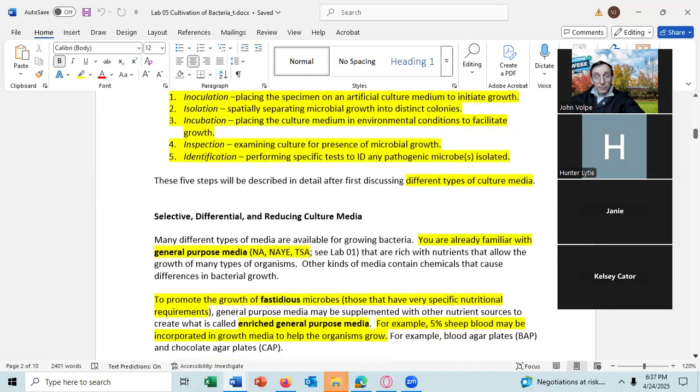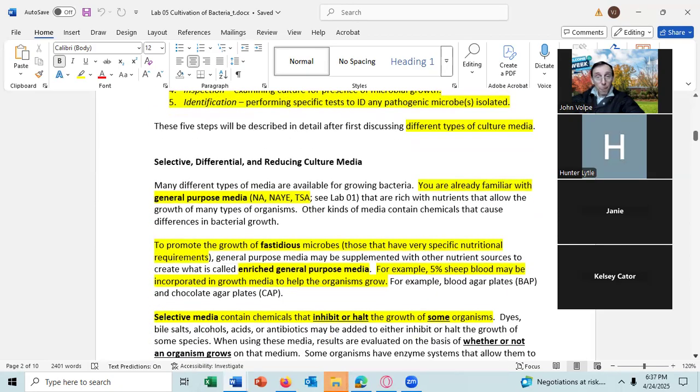So, the different types of culture media. You are already familiar with general purpose media. That would be NA, TSA, or NA with yeast extract added to it. These general purpose media are media that do not select for anything. They're just cheap and they grow a lot of microbes, but they do not grow fastidious microbes.